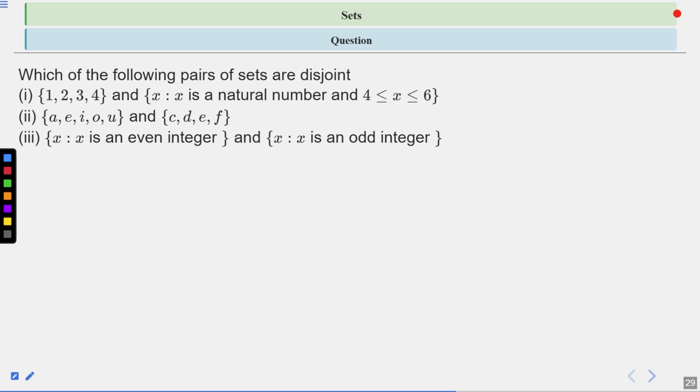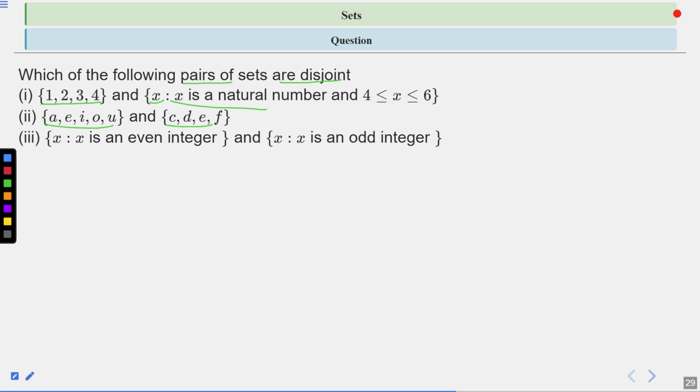Now this question: which of the following pairs are disjoint? So first, a set with 4 elements 1, 2, 3, 4, and another set defined in set builder form, the collection of all x, x is a natural number, satisfying x greater than or equal to 4 and less than or equal to 6. In second, a set with 5 elements A, E, I, O, U, and another set with 4 elements C, D, E, F.